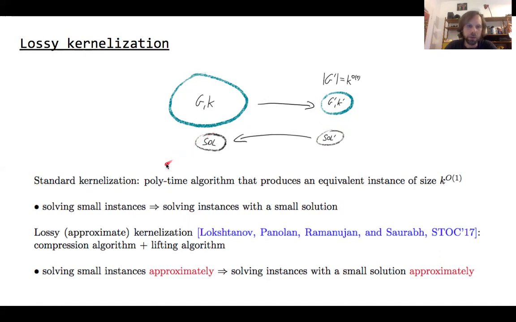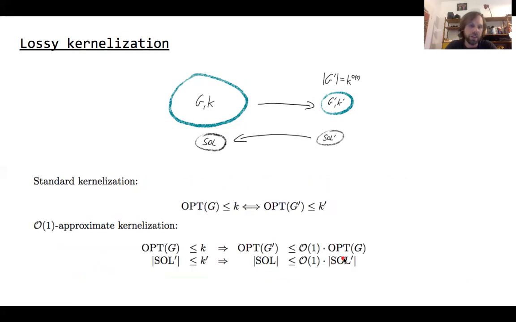This can be compared to the standard kernelization in the following way. So now when we have lossy kernelization for some problem, then when we are able to solve small instances just approximately, this implies solving instances with a small solution also approximately. Another way of looking at this is as follows.